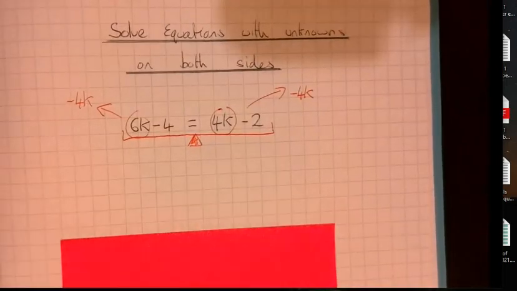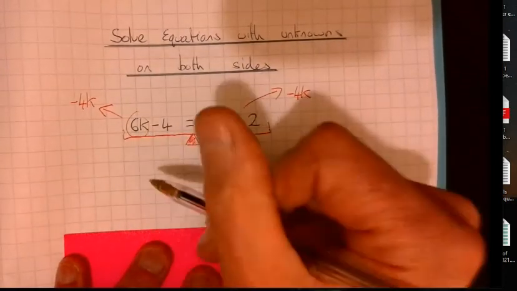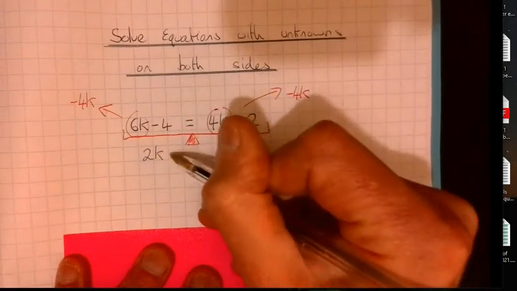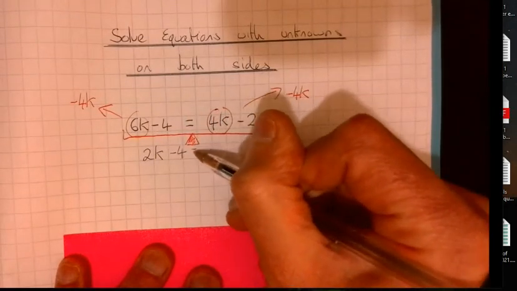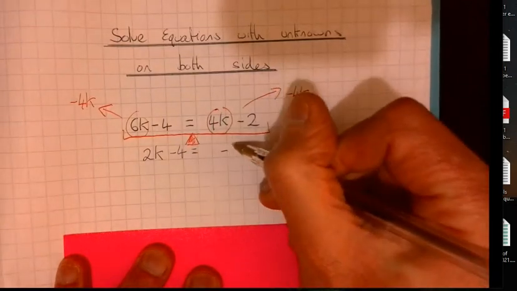What are we left with? Let's have a little look. Well, 6k take away 4k. There's 2k. So let's write that down. I've still got minus 4. Still got an equal symbol. And that 4k is gone. We've got minus 2.